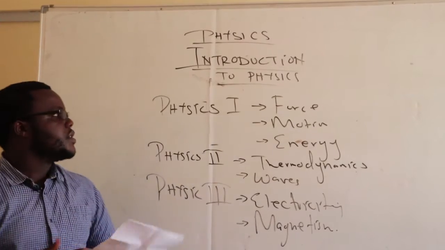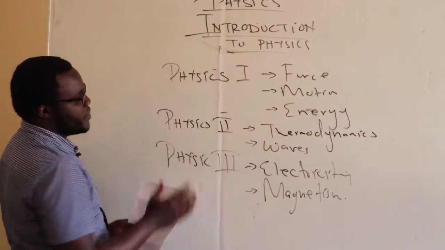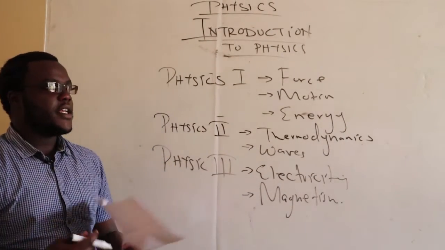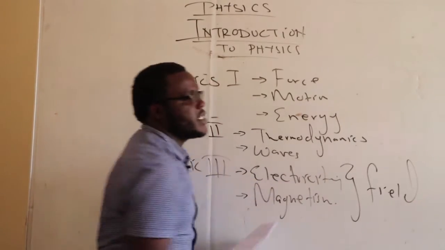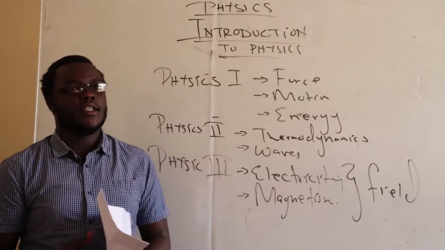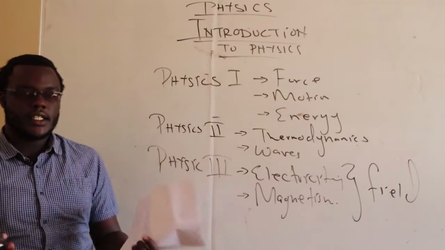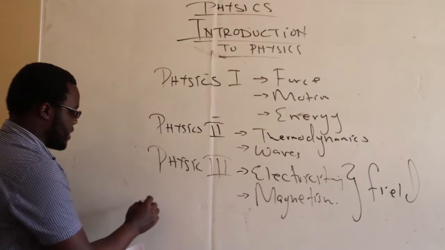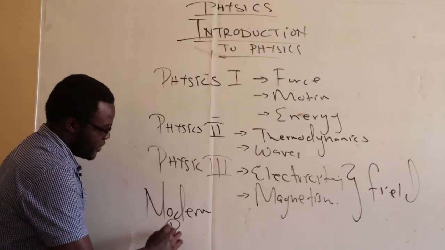Remember that we're just trying to introduce the whole of physics, and we just look at the main categories. When I talk of physics 3, I'm talking of electricity and magnetism, and here we deal with fields and how they interact. Later you're going to discover that magnetism and electricity are correlated. One causes the other. And we are going to see how we can create electricity using magnets and magnets using electricity.